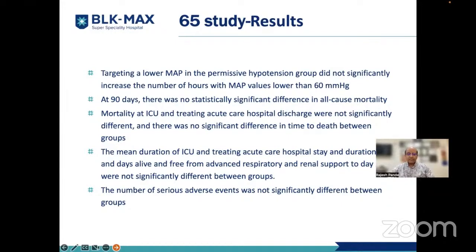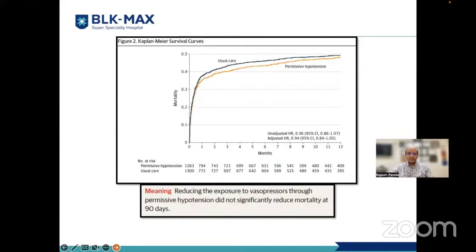The mean duration of ICU and treating acute care hospital stay, and days alive and free from advanced respiratory and renal support to day 28, were not significantly different. The number of serious adverse events was again not statistically significant. So they did not find any difference either in mortality or in secondary outcomes, ICU stay, respiratory, renal therapy, or cognitive and other dysfunctions. So here you can see the Kaplan-Meier survival curve.